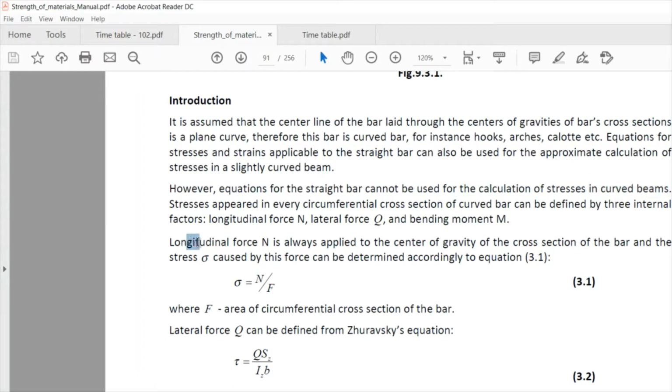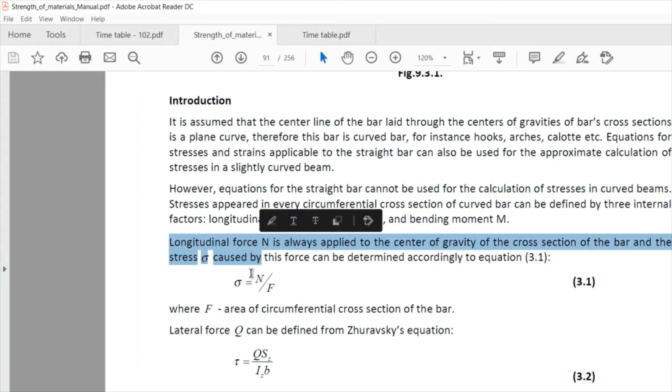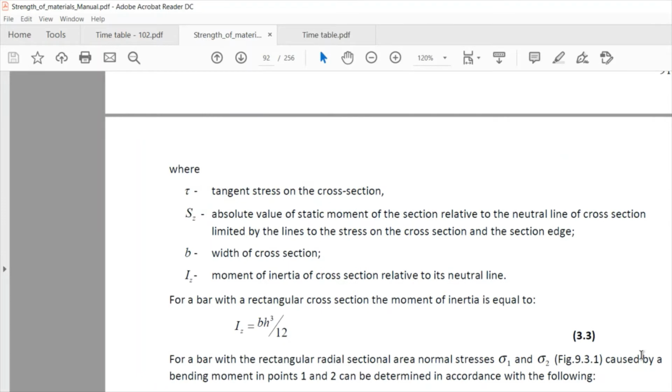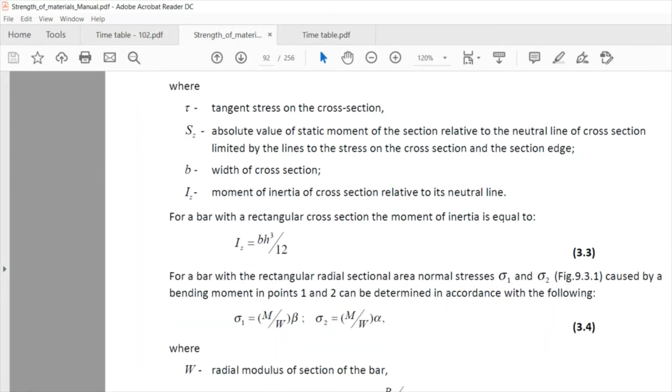For the longitudinal force, the force applied N, normally it will produce a stress of force over area, and then we will have another component of stress that comes from the bending moment. So I have two sides, side 1 and 2, top and bottom. I will have the value of M, which is the moment, multiplied by some factor beta divided by W. W is the radial modulus of section of the bar, and beta is for section 1 and alpha is for section 2.